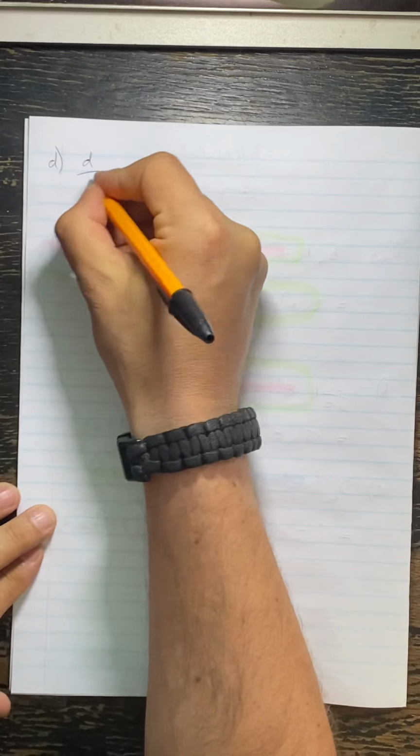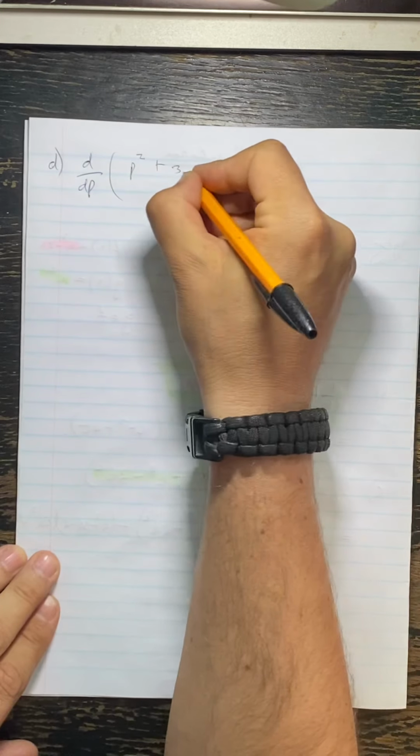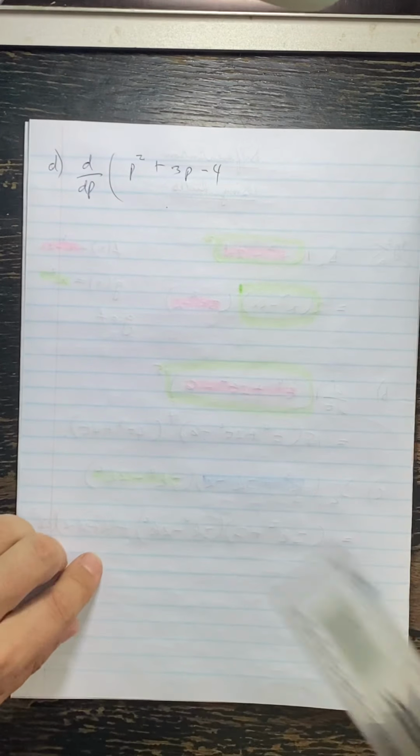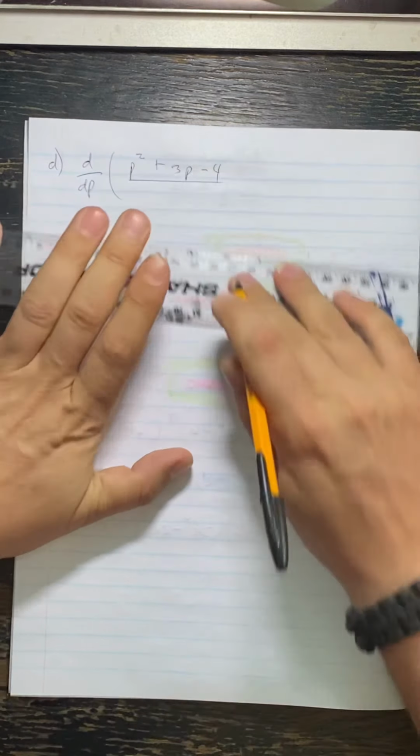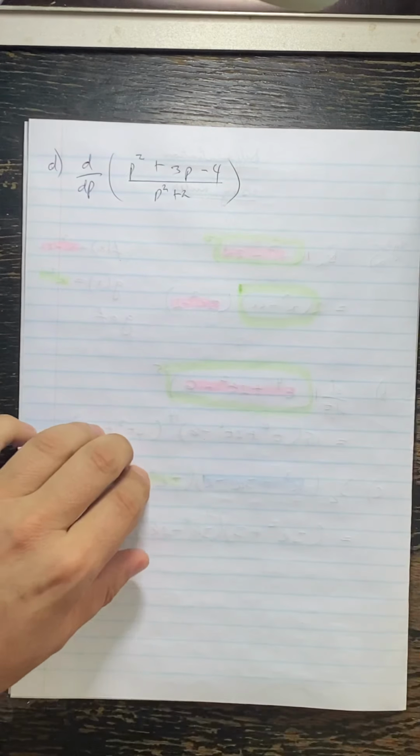All right, going on to question C. Question D. d by dp of (p squared plus 3p minus 4) over (p squared plus 2). All right, now I just want to go back to that first video that we had.